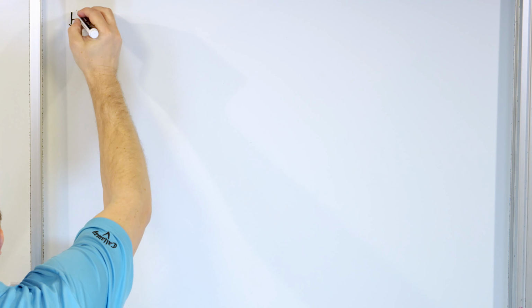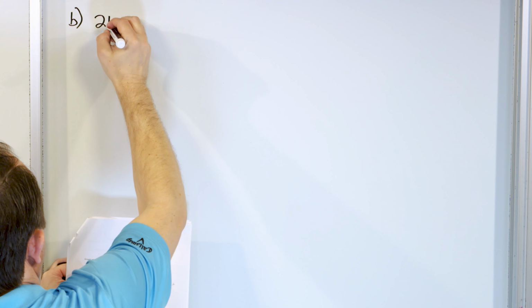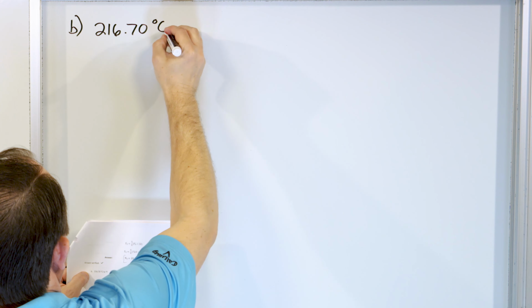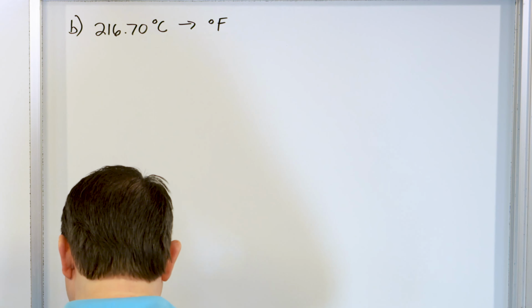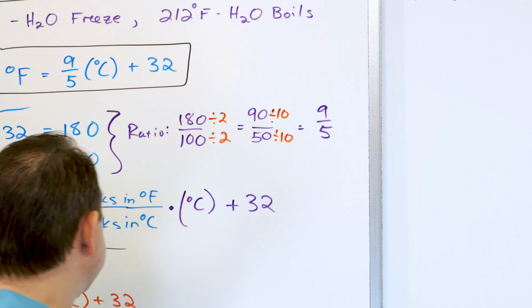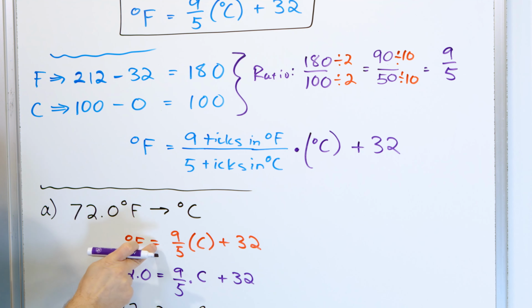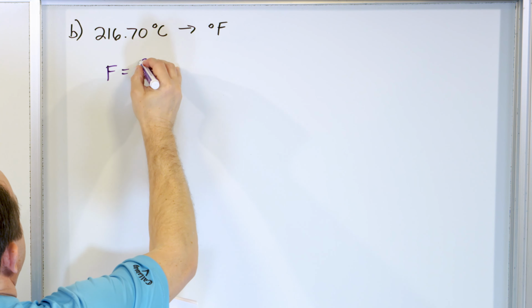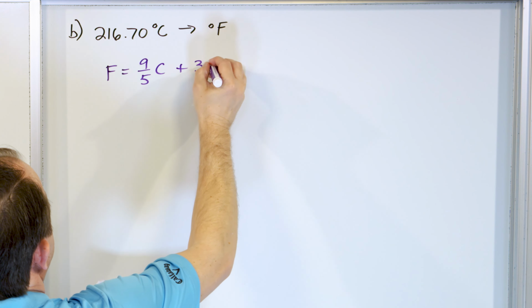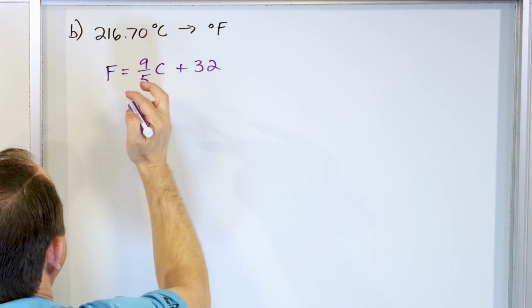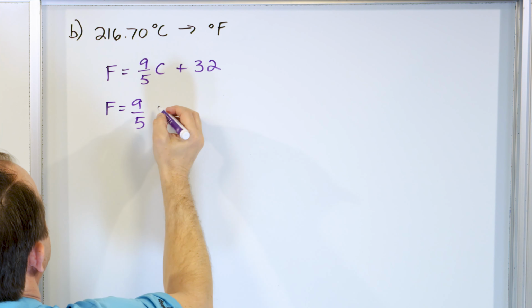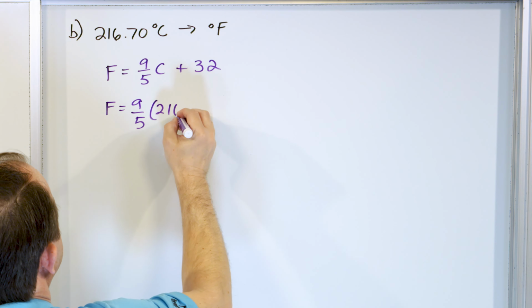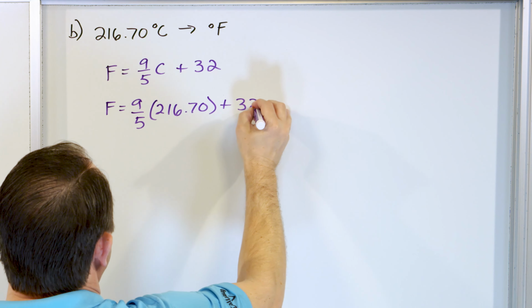All right, so once we've got the first one out of the way, the rest are going to be a lot easier to understand. So let's take a look at the second one here, which is, let's convert 216.70 degrees Celsius. Let's go to degrees Fahrenheit. Now, the equation is exactly the same equation. You start to remember it after a while. Fahrenheit is equal to 9/5 times Celsius plus 32. So we just stick the Celsius right into this position. And Fahrenheit is 9/5 times 216.70, and then we add the 32.